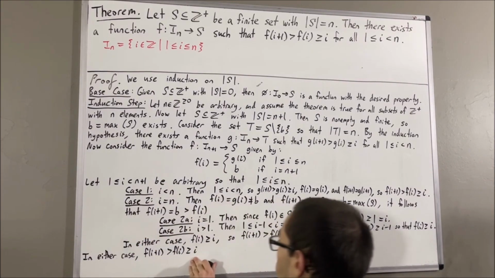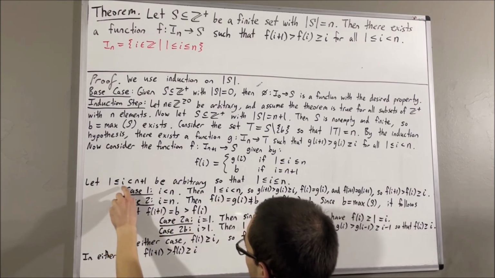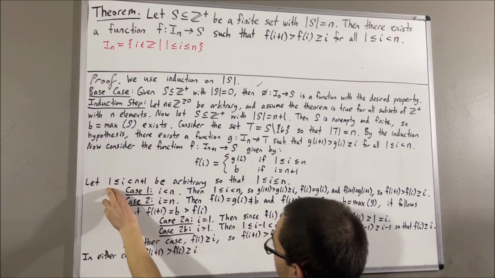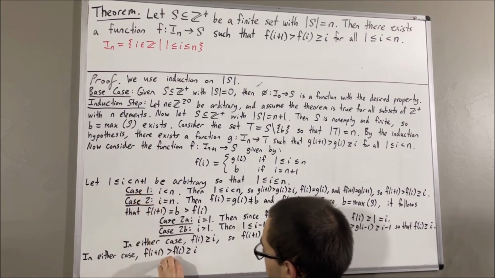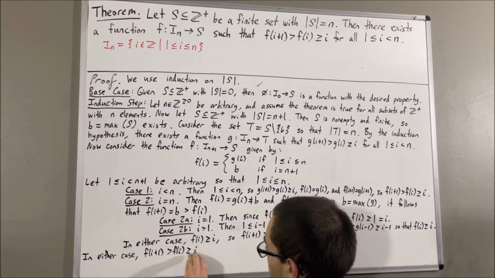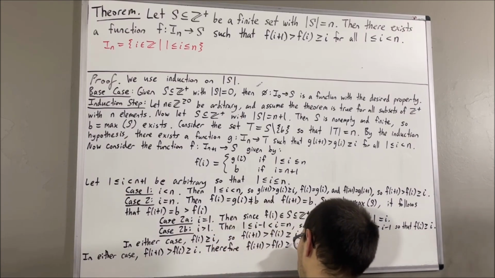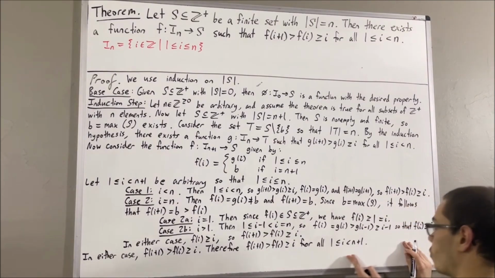And we have shown that this inequality is true for an arbitrary integer i, such that 1 is less than or equal to i is less than n plus 1. And therefore, we have shown for all integers i, such that 1 is less than or equal to i is less than n plus 1, it follows that f of i plus 1 is greater than f of i, which is greater than or equal to i. And that's exactly what we wanted to show.